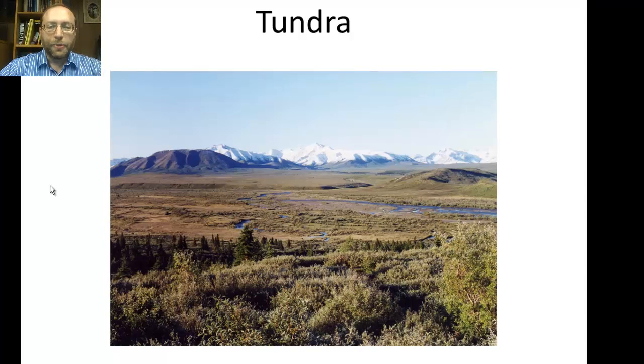Now this is not the same area. That particular climate graph was of the South Pole. This is in Alaska. I just wanted to include a picture that I took, and this is a place I recommend that you go to.